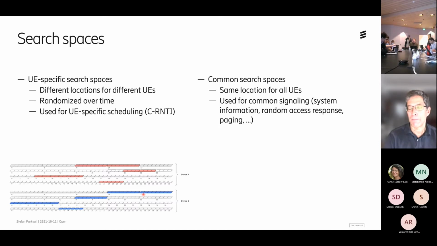But the red one still has, in this case, 2 different alternatives for this 8. In this example, it checks for 6 candidates with aggregation level 1, 6 candidates with aggregation level 2, 2 candidates with aggregation level 4, 2 candidates with aggregation level 8, and none with aggregation level 16. That's what this particular UE has been configured with. So it does all these blind decodes and sees if there is anything for it there.